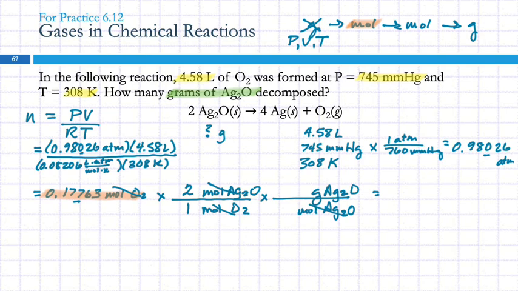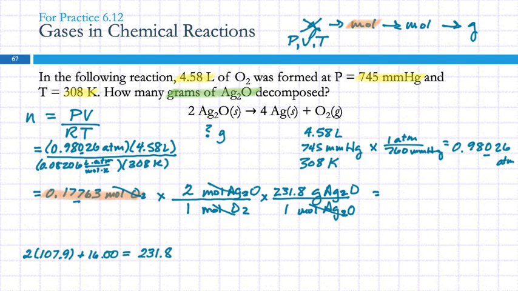And then how do I convert from moles to grams? Molar mass. So I've got 2 silvers, 107.9, Ag2 and an oxygen. So 231.8. So 231.8 grams of Ag2O per mole.